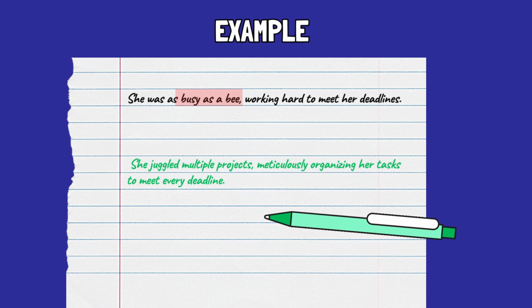Take a look at this example. The original sentence uses the cliche "as busy as a bee," a phrase that is so commonly used it has lost its impact and originality. In the revised sentence, this cliche is replaced with a more specific and vivid description of her actions, such as juggled multiple projects and meticulously organizing her tasks. This change provides a clearer picture of her efficiency and dedication, making the writing more engaging and personalized.